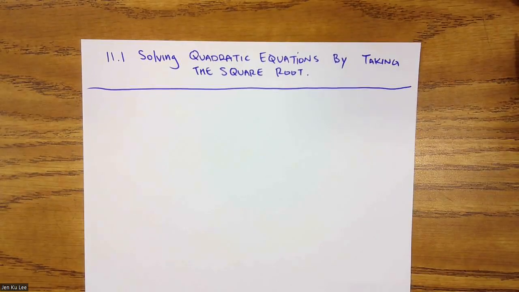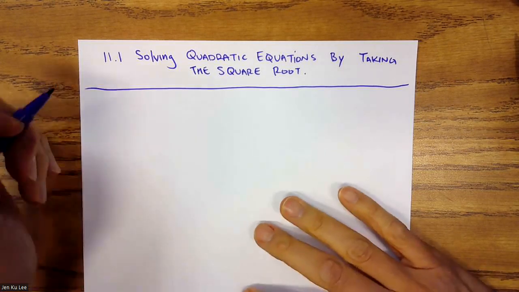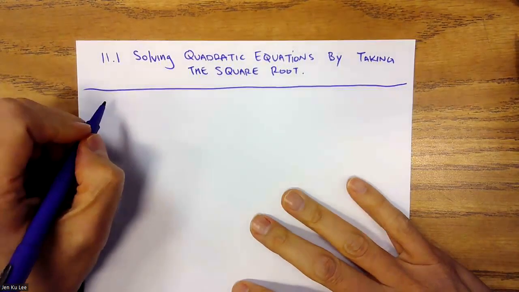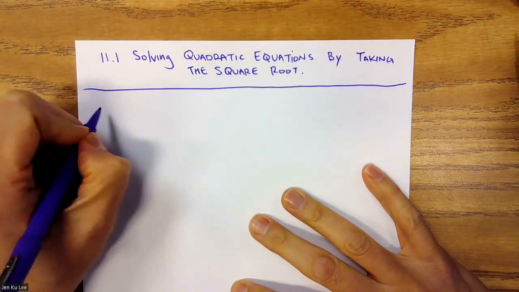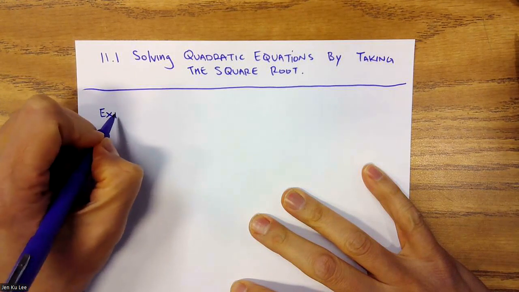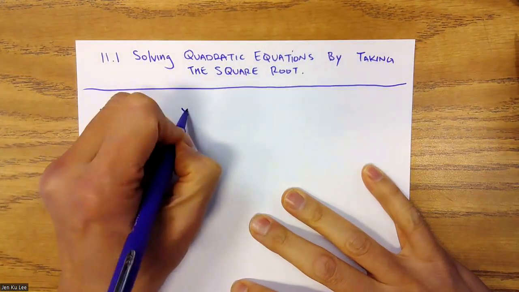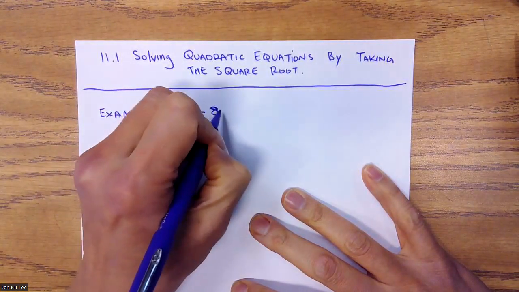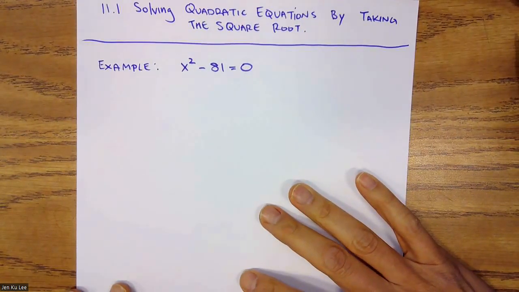So welcome everyone. This is 11.1, solving quadratic equations by taking the square root. So we've talked about this in a previous lesson. For example, if we have x squared minus 81 equals 0, how do I go about and solve this?